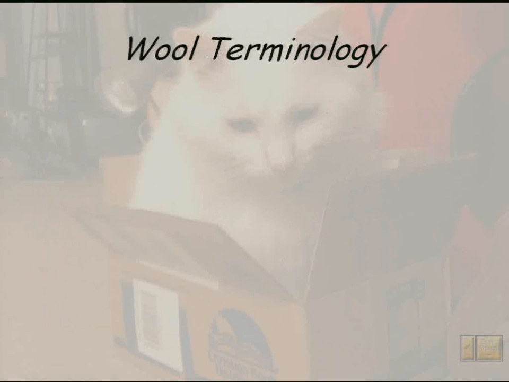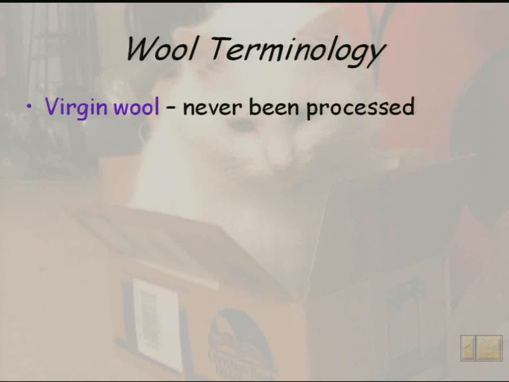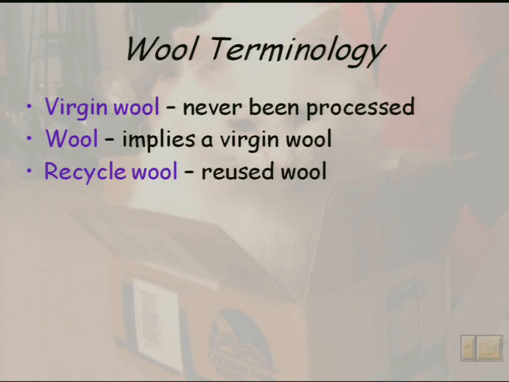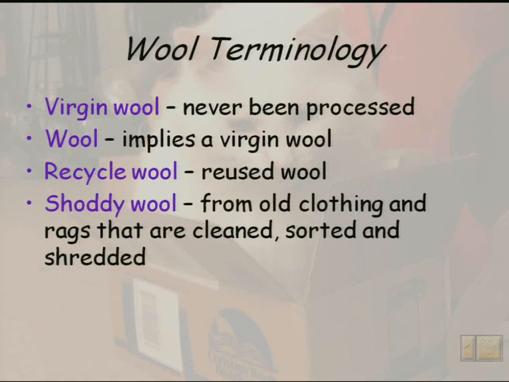Next is wool terminology. Okay, so you have virgin wool. It has never been processed before. Wool implies virgin wool. Recycled wool is reused wool. Shoddy wool is from old clothing and rags, cleaned, softened and shredded. Okay, so this is the wool family.